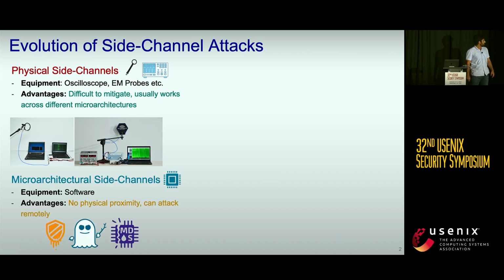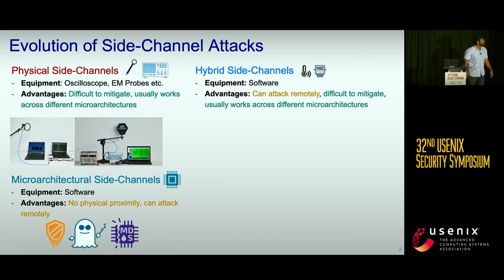So as technology progressed, we saw the emergence of microarchitectural side channels. Here, instead of relying on external hardware, we saw leakage via software visible APIs. The advantages of these kinds of attack were that we didn't require any physical proximity to the device because we didn't require any specialized hardware, so we could mount these attacks remotely. There's a third class of attacks which are called hybrid side channel attacks. Here we get the best of both worlds, where we get to exploit the physical properties of the system, and we can also mount these attacks remotely.